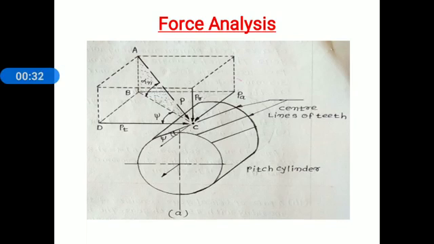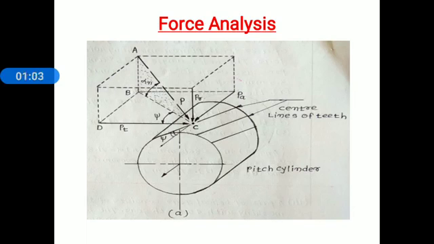Everyone carefully observe this sketch. In this sketch, we consider a pitch cylinder, and on the pitch cylinder, we consider a center line of teeth. On the center line, we consider a point C. On that point, the resultant force capital P is acting on the tooth of a helical gear.